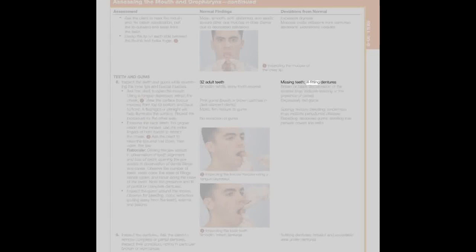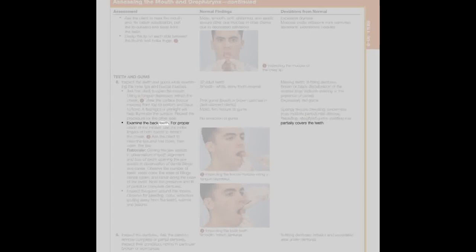Missing teeth, ill-fitting dentures, smooth, white, shiny tooth enamel. Pink gums, bluish or brown patches in dark-skinned clients, moist, firm texture to gums. No retraction of gums. Brown or black discoloration of the enamel may indicate staining or the presence of caries. Excessively red gums, spongy texture, bleeding, tenderness may indicate periodontal disease. Receding, atrophied gums, swelling that partially covers the teeth.